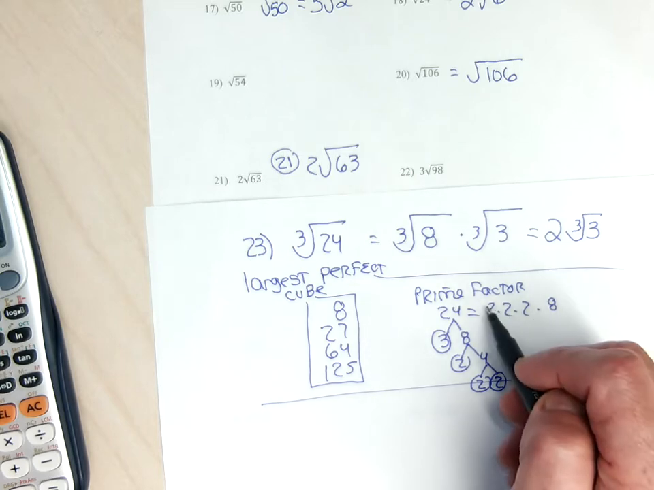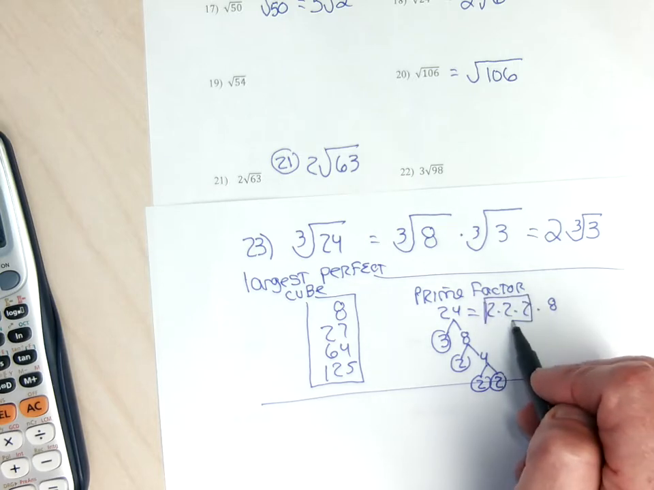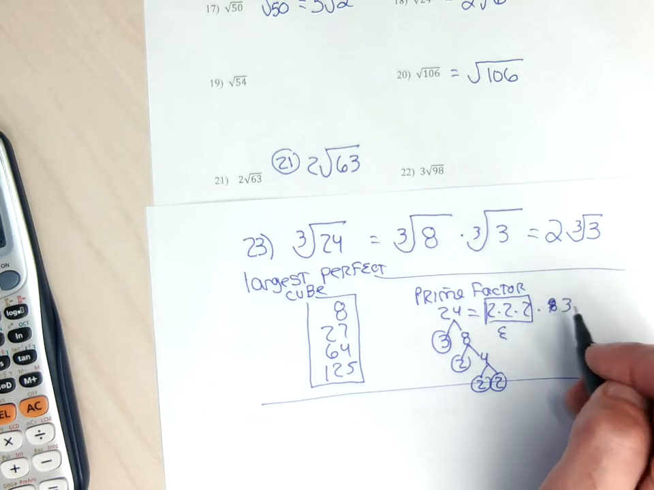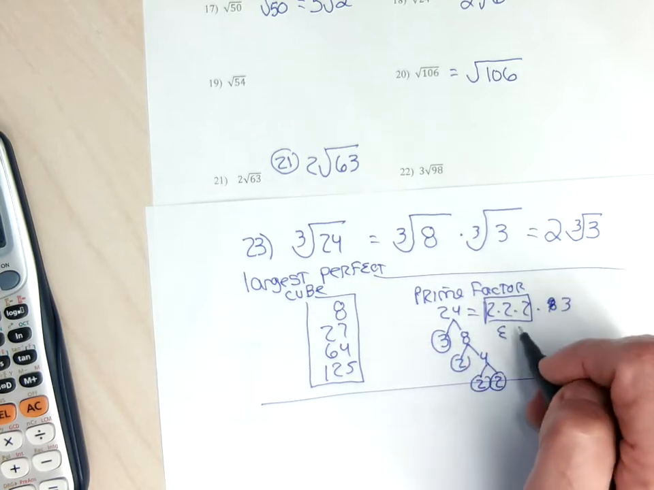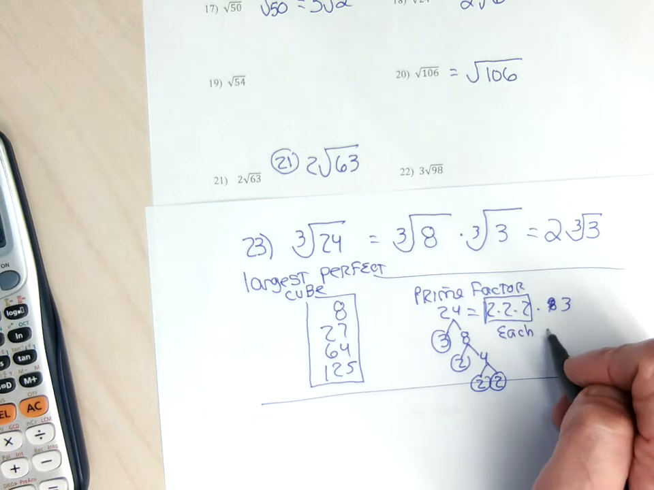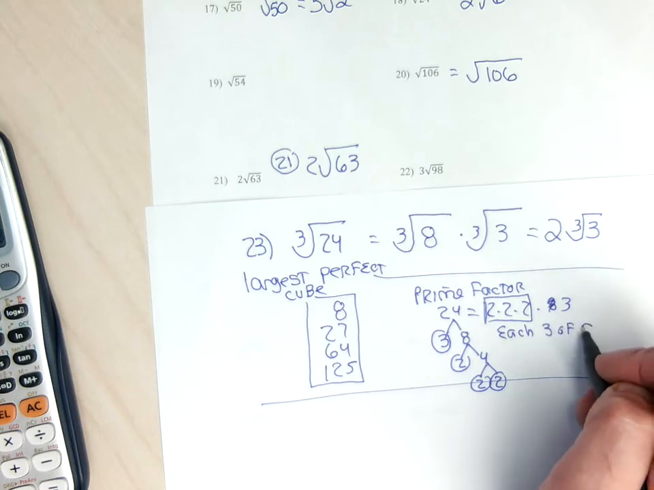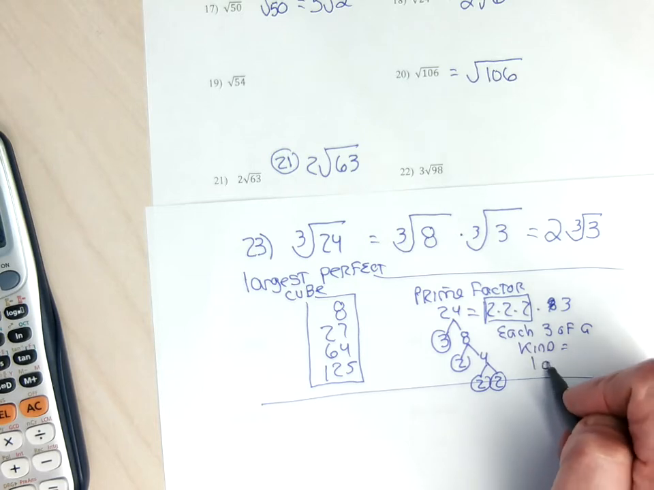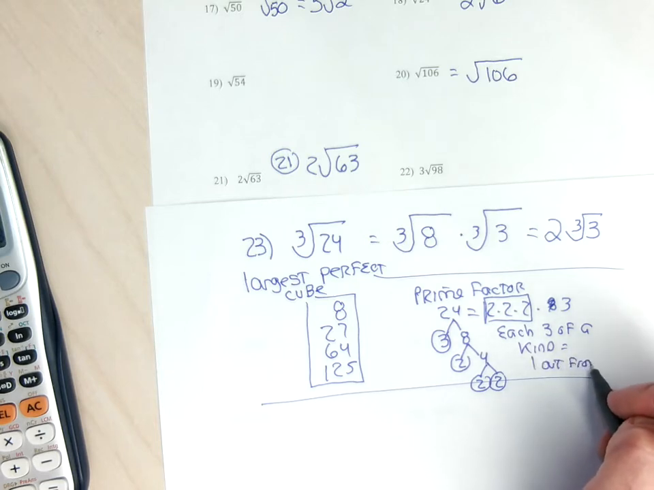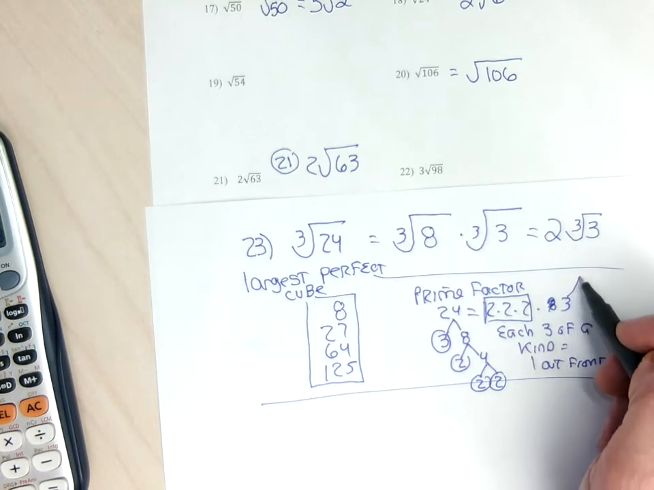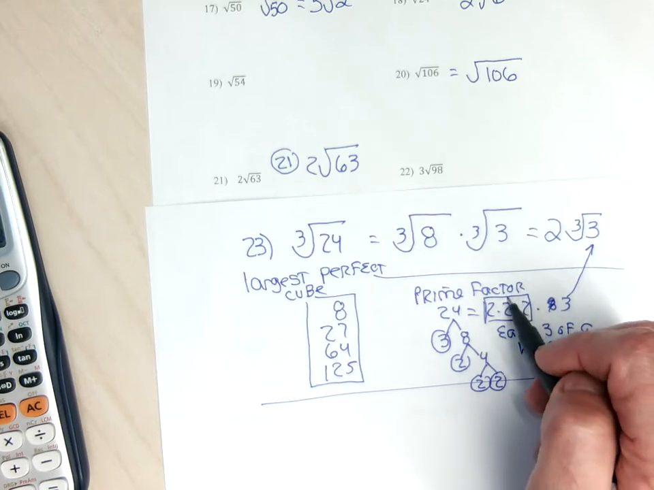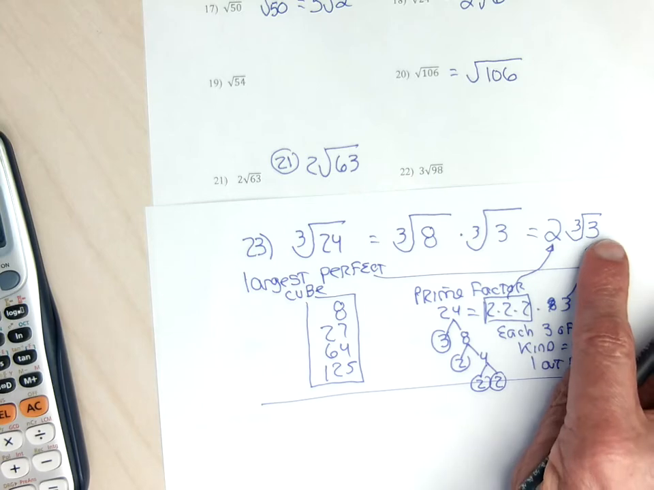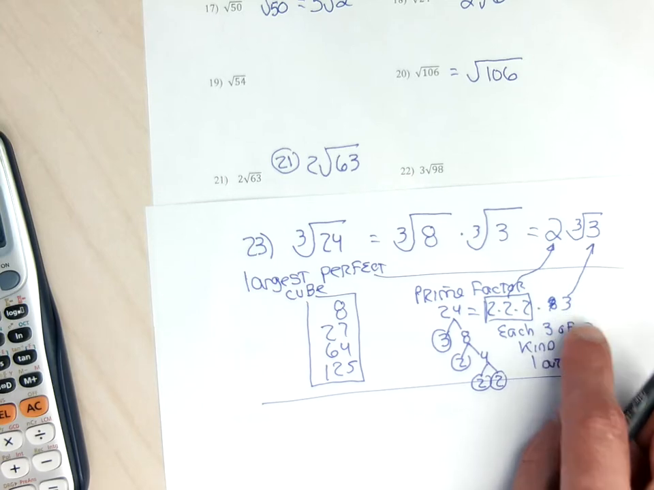In a cube root, because the index is 3, each 3 of a kind, this should be a 3 over here, because it's 2 times 2 times 2 times 3. Every time you get a 3 of a kind equals 1 out front. And the leftovers get thrown under. So here I have a 3 of a kind, three 2s. I get 1 of those out front, and I have a leftover, it gets thrown under.